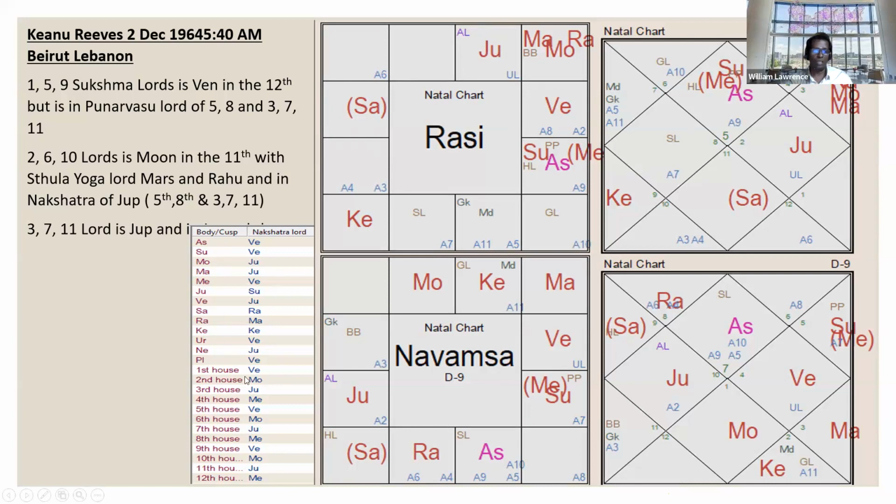Okay, then look at this. What I say is the 2nd, 6th, and 10th lord is Moon. Moon is in the 11th house with Mars and Rahu. And in what nakshatra is Moon? Moon is in Punarvasu nakshatra. The nakshatra lord Jupiter is in the 10th house. Who are the 3, 7, 11 nakshatra lords? This is Jupiter. Jupiter, the 5th lord, is sitting in the 10th house. And in what nakshatra is it sitting? It is sitting in the Lagna nakshatra lord. So he has 1, 5, 9, 2, 6, 10, 3, 7, 11, all doing very well.